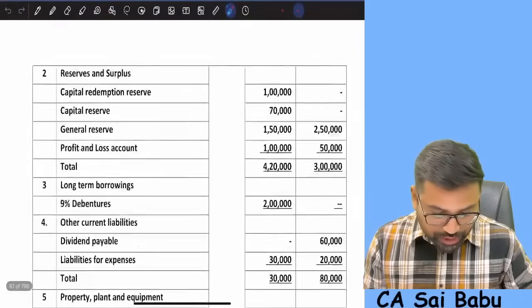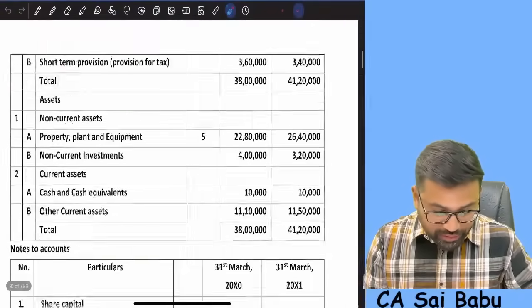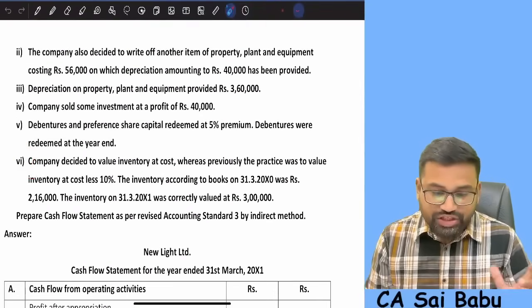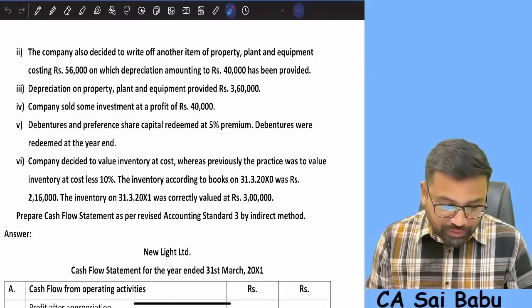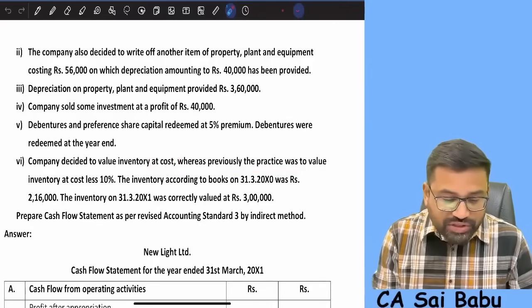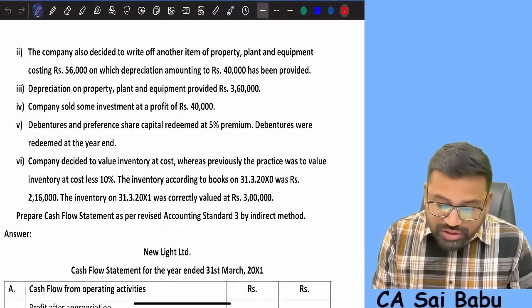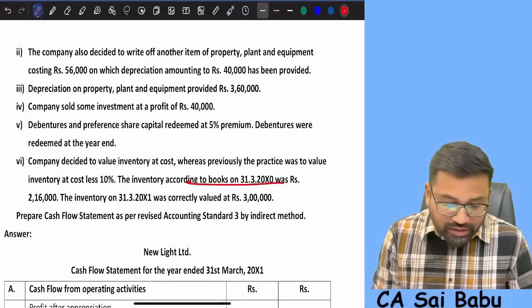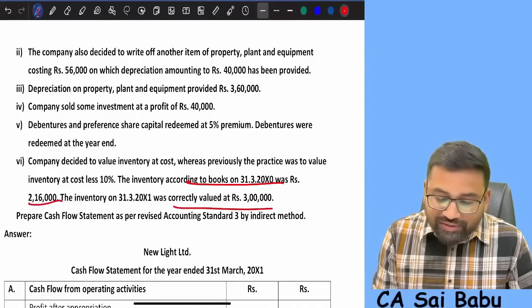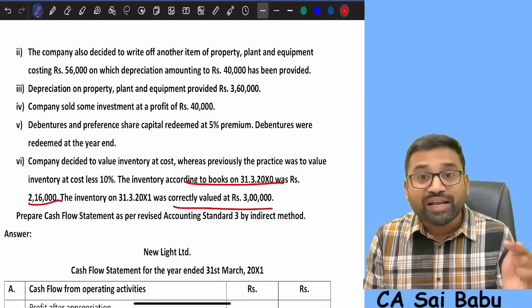I think question number 19, sir. New Light Limited question. In this question, if you observe, sir, in the last point they have given one adjustment relating to stock. See, this company decided to value the inventory at cost, whereas previous practice was to value the inventory at cost less 10%. Now the inventory according to the books on 31st March 2010 was 2,16,000. The inventory on 31st March 2011 was correctly valued at 3 lakhs. That means closing inventory properly valued, but opening inventory undervalued.